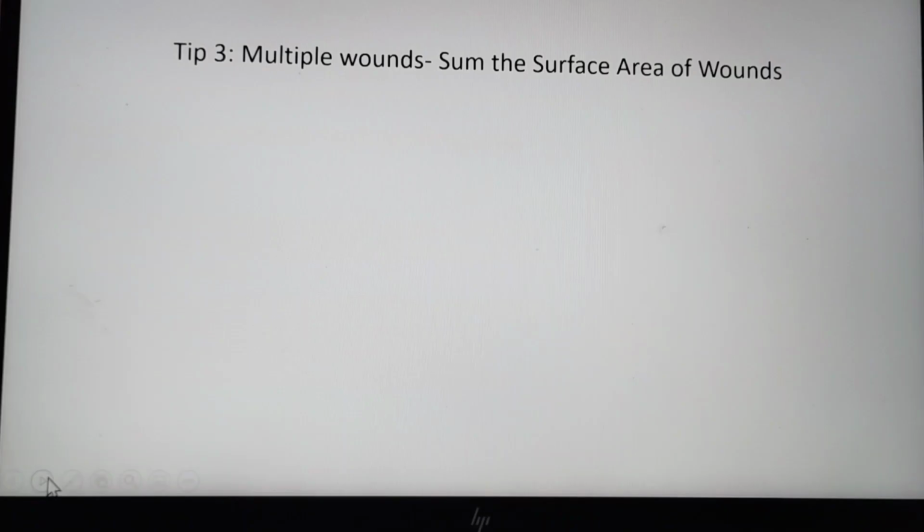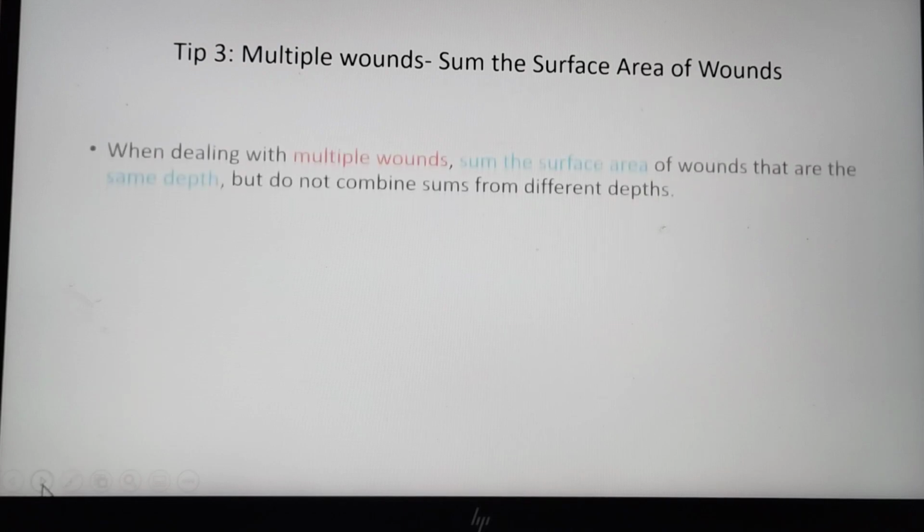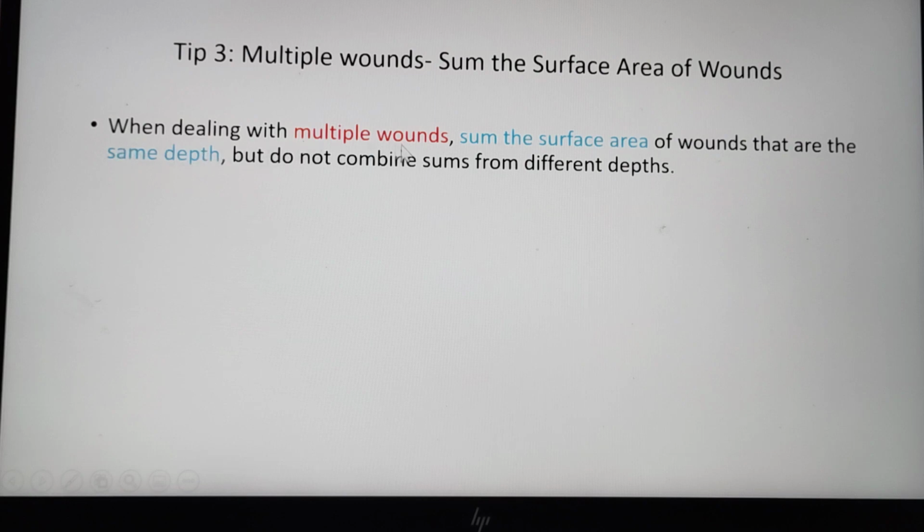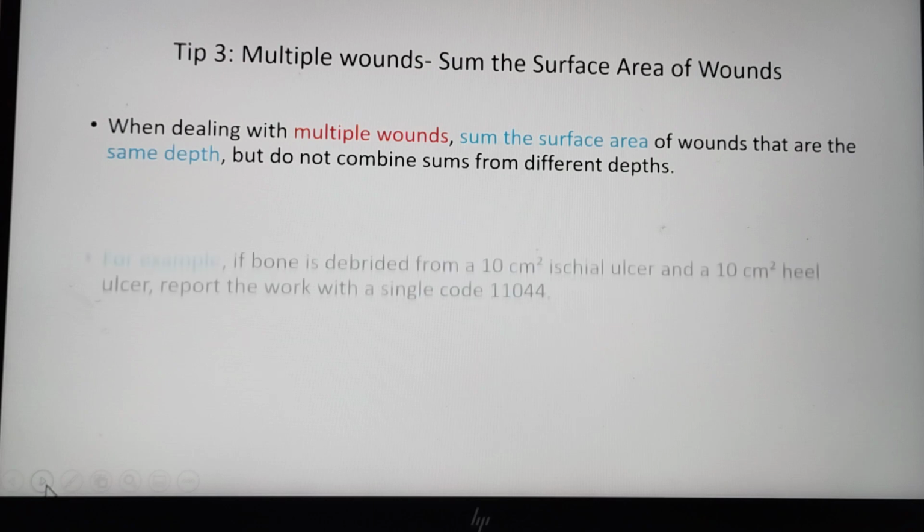Coming to tip number 3, multiple wounds. If multiple wounds are debrided at the same time, then what are the guidelines we have to follow? We have to sum the surface area of the wounds. So when dealing with multiple wounds, sum the surface area of wounds that are at the same depth but do not combine sums of different depths. So we will see with an example.